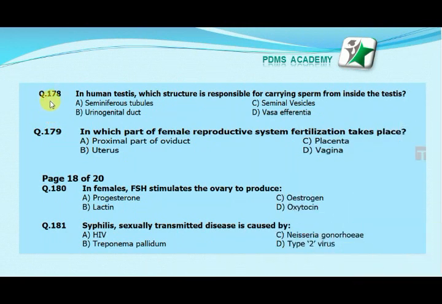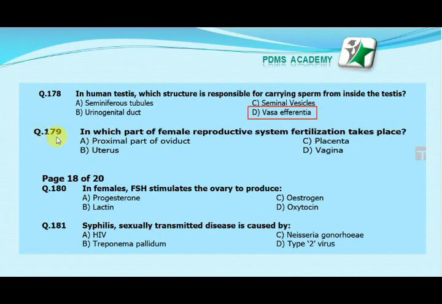Bismillahirrahmanirrahim. Our next MCQ is: in human testes, which structure is responsible for carrying sperm from inside the testis? Option A, seminiferous tubules. Option B, urinogenital duct. Option C, seminal vesicles. Option D, vasa afferentia. Our correct answer is D, vasa afferentia.